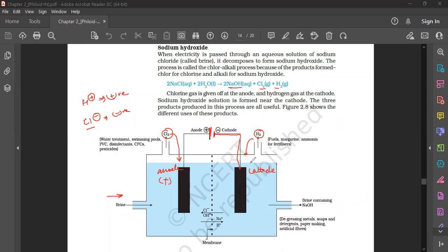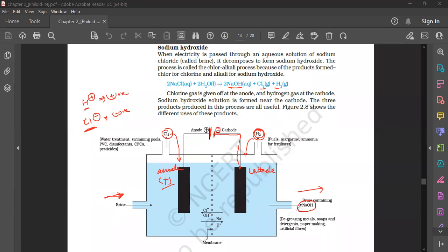For your remembrance, how can you remember? Cathode is a negative charge electrode. It will attract the positive charge gas. What is the positive charge gas here? H plus. This is hydrogen. Anode is a positive charge electrode. It will attract the negative charge gas, that is the chlorine. Fine. So continuously we send the brine solution from one end, and after the electrolysis we also remove the brine solution which contains the NaOH.